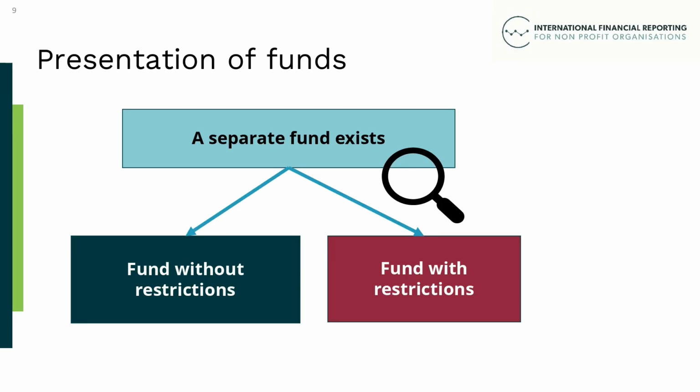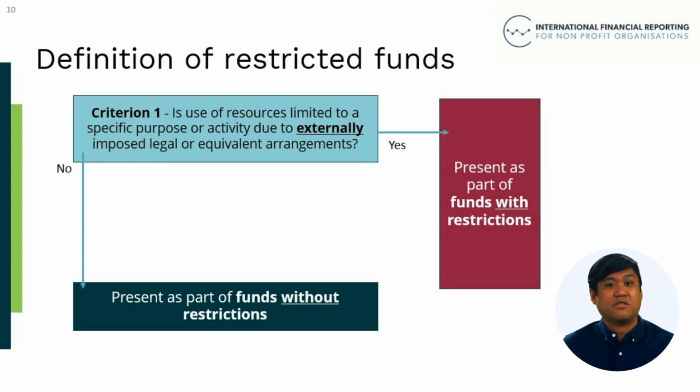For each separate fund, an assessment needs to be carried out at each reporting date. This assessment looks at whether a fund is to be presented as part of funds with restrictions, or part of funds without restrictions. For a fund to be presented as a fund with restrictions, it needs to meet one of two criteria that are set out in INPAG. The first criterion looks at whether the resources in a fund are limited to a specific purpose or activity due to an externally imposed requirement. This will most likely be a legal or equivalent arrangement and can be a formal agreement or a private arrangement.